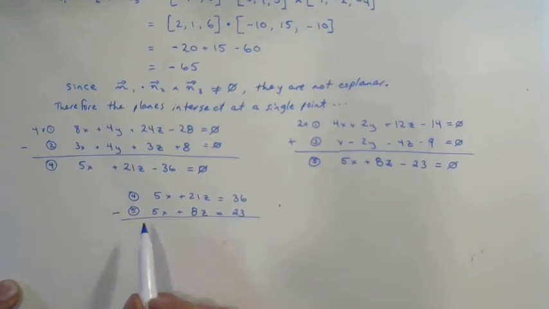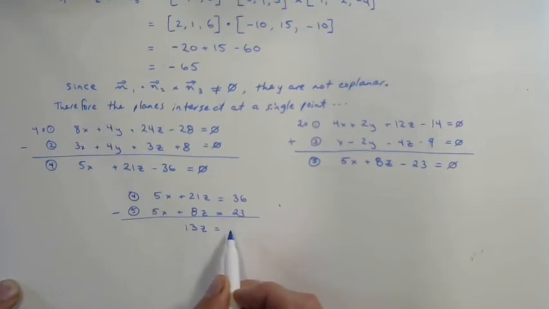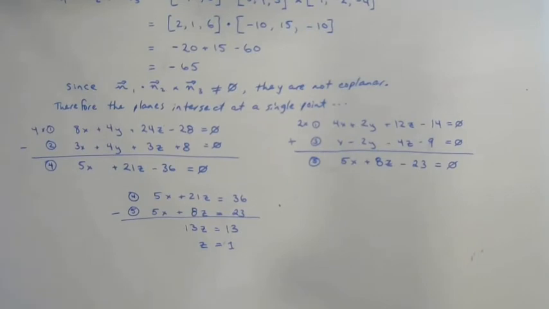I'm going to subtract those. That's going to eliminate my x's. 21 minus 8 is 13 z's. 36 minus 23 is 13. Therefore, z equals 1. All right, that was great.